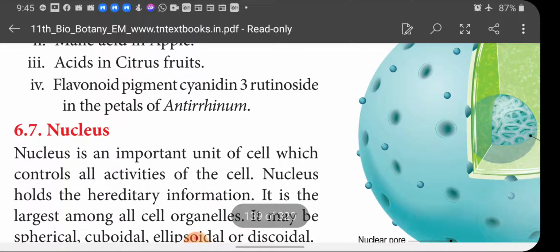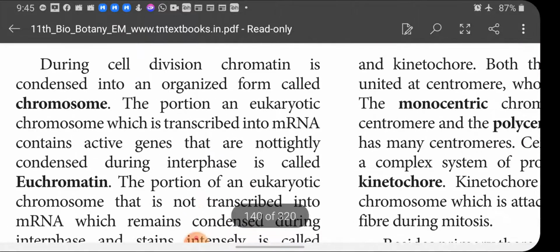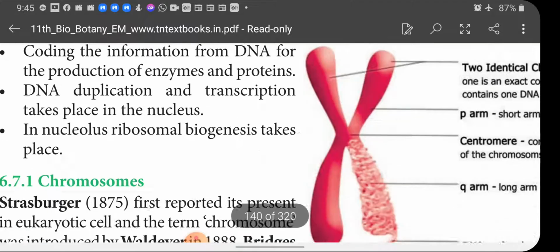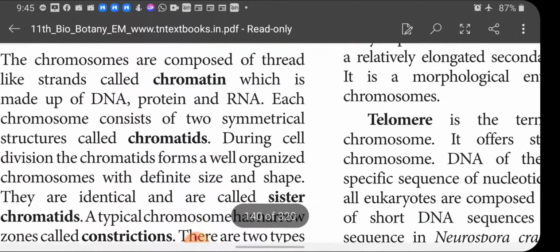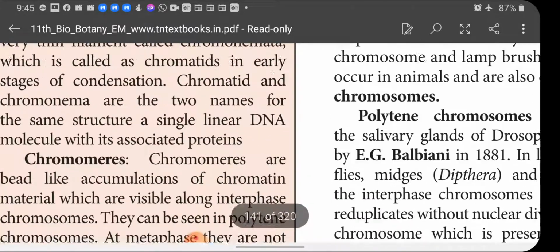Next we are going to see about the nucleus. With the nucleus we could wind up the class today. After the nucleus we have the chromosome.